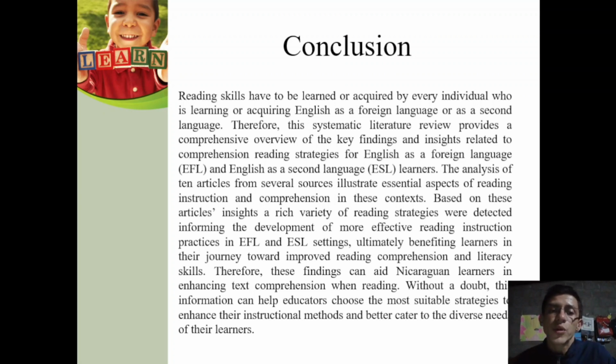And as a conclusion, reading skills have to be learned or acquired by every individual who is learning or acquiring English as a foreign language or as a second language. Therefore, the systematic literature review provides a comprehensive overview of the key findings and insights related to reading comprehension strategies for English as a foreign language and English as a second language learners. The analysis of the 10 articles from several sources illustrates essential aspects of reading and comprehension in this context.